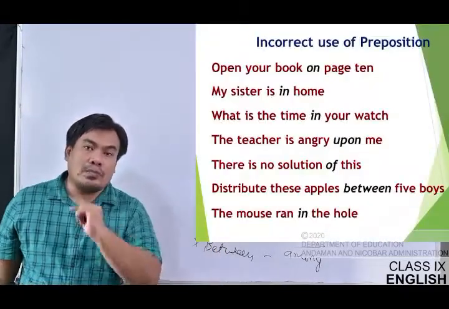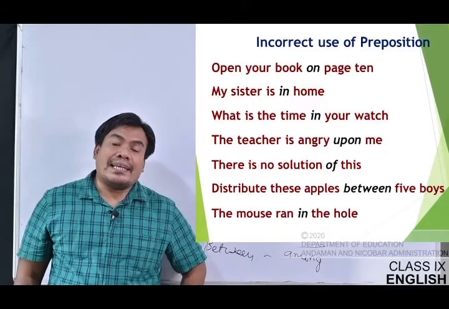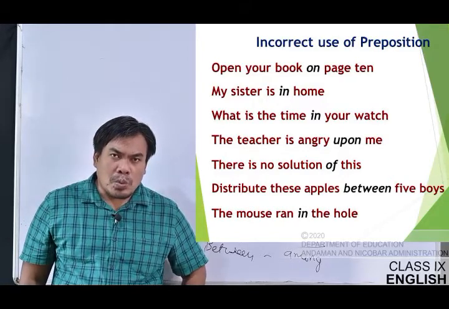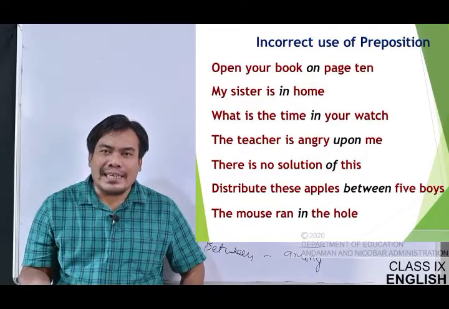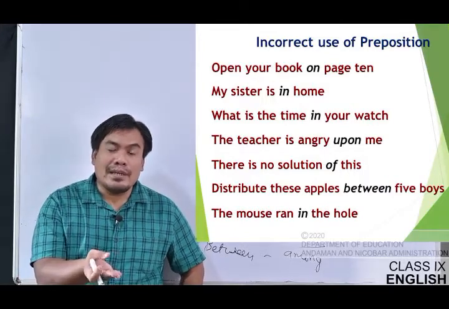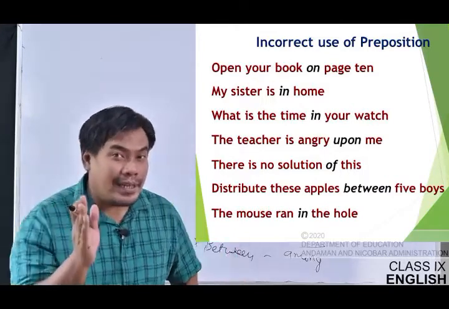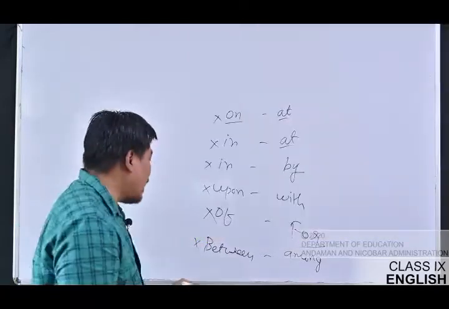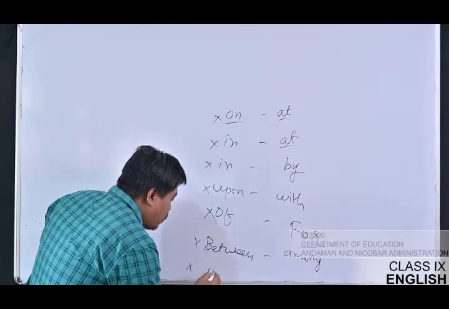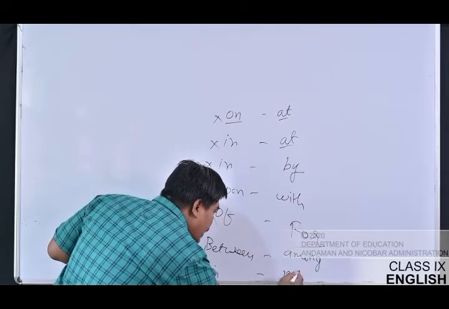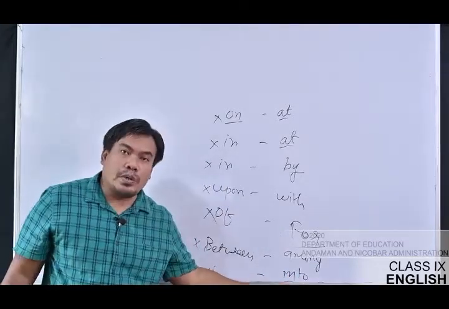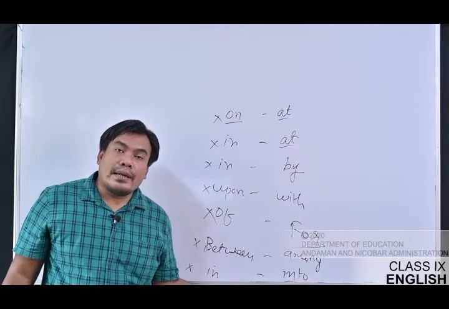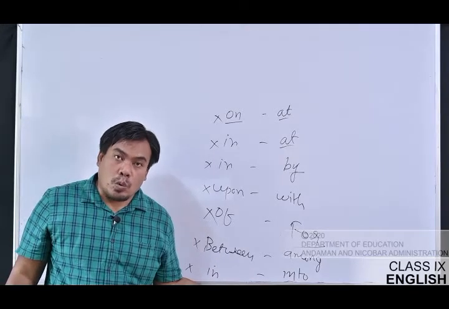The last one, the mouse ran in the hole. It's a small hole. You hardly would see anything inside it, but the rat could. So how will you say that, instead of saying in? You have to say into and not in. This would be the correct one, into and not in. The rat ran into the hole.